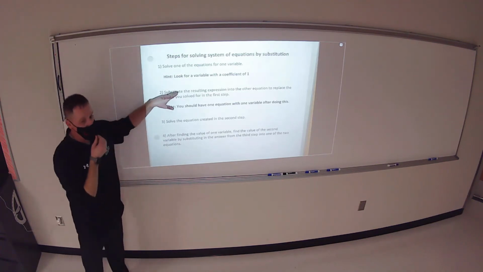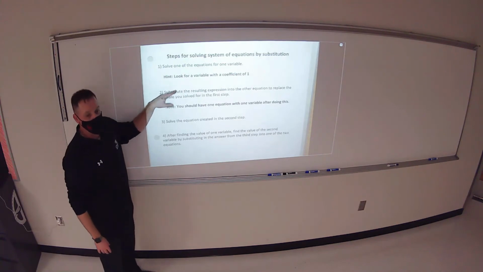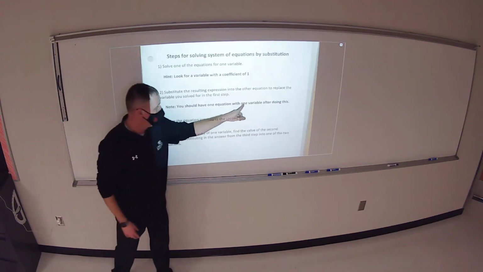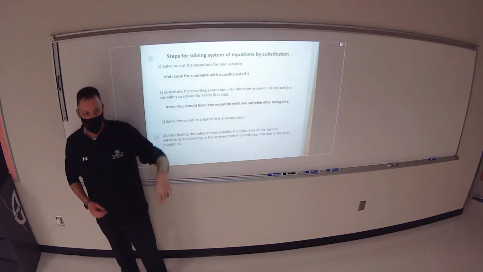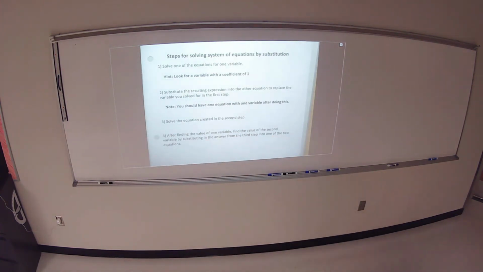Now, once this is done, then step number 2, this is why we call it substitution. You're going to substitute what you came up with in step number 1 into your second equation. Here's the big deal. When you have done step number 2, you should have one equation left with only one variable. If you do not have one equation with one variable, you've done something wrong. I'll be honest, that's usually the biggest error that I see made. Students come up with an equation and it still has two variables. That doesn't do me any good. I should have one equation with one variable.